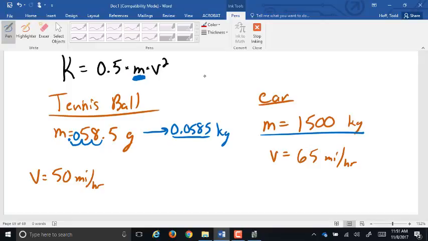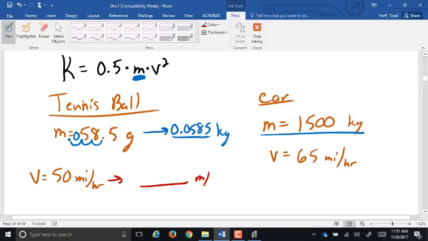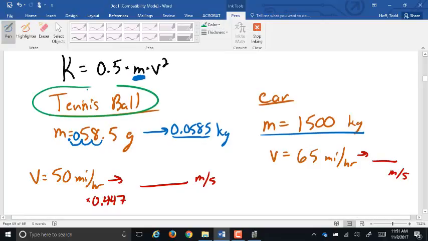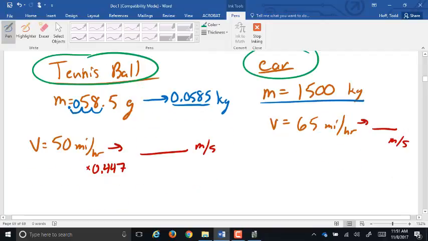Okay, so then we've got that in kilograms for the tennis ball. And then we also have to convert both of these velocities into meters per second, which is just that number I gave you up here, the 0.447, to convert those. So what I want you to do is find the kinetic energy for both the tennis ball and the car. I'll give you a couple minutes and then we'll talk about those.